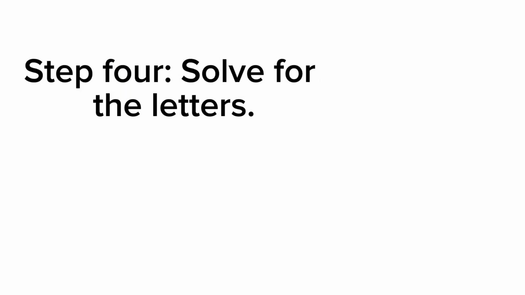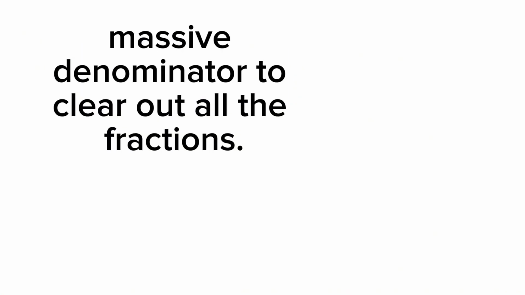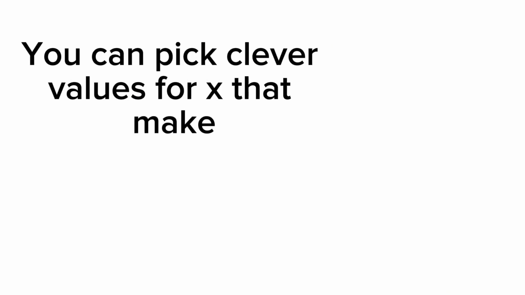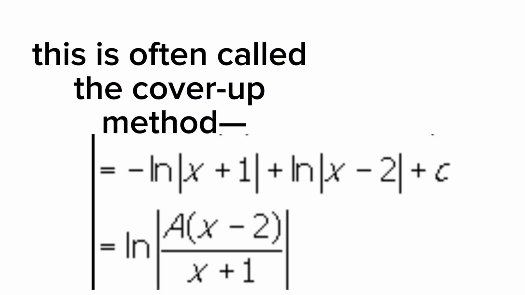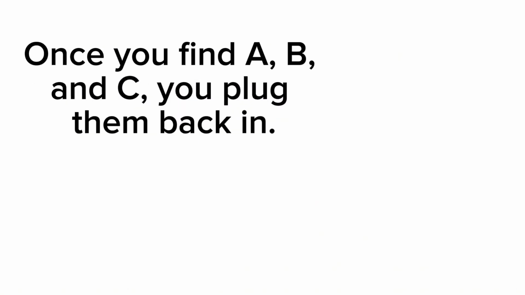Step 4. Solve for the letters. Multiply your entire equation by that original massive denominator to clear out all the fractions. Now you just have a straight line equation. You can pick clever values for x that make parts of the equation equal 0. This is often called the cover-up method. Or you can expand everything and match up the coefficients on both sides. And that's it. Once you find A, B, and C, you plug them back in.